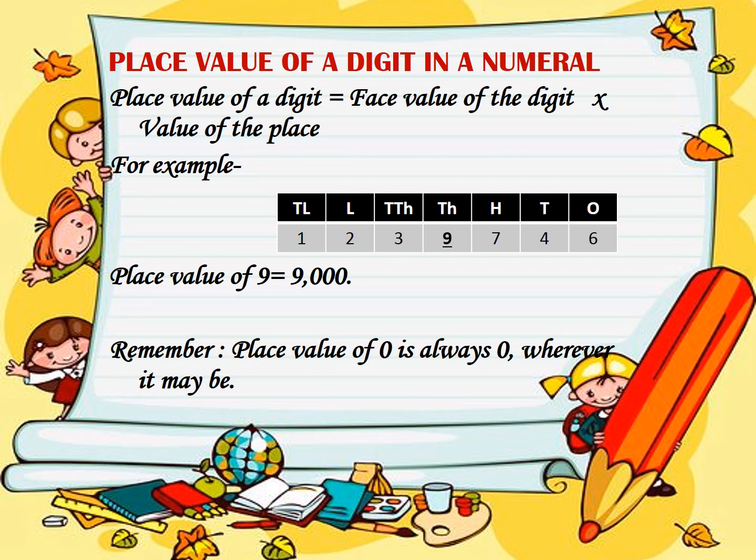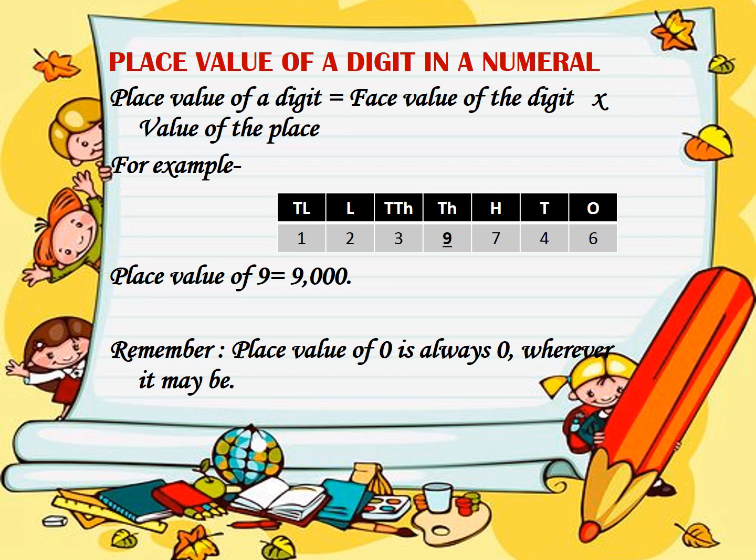Place value of a digit in a numeral. Place value of a digit is equal to the face value of the digit multiplied by the value of the place. For example, in 12,39,746, the place value of 9 is 9,000.